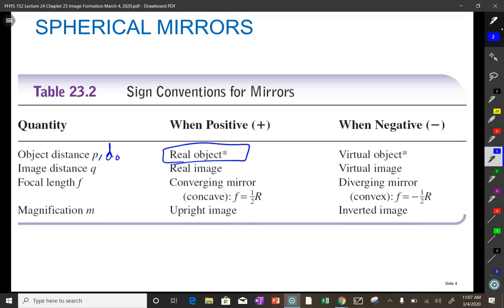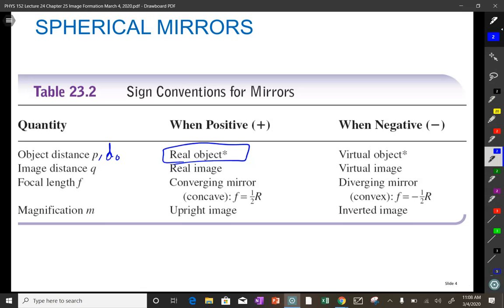Virtual image. What do you suppose virtual means? Not real. Virtual means that it's not real. It means that we have an extrapolation of rays to make the object, but the rays don't really originate from that point. So a virtual image, and we'll see examples of that later, but a virtual object has a negative object distance.